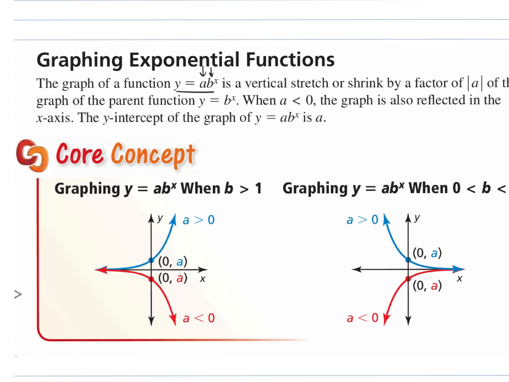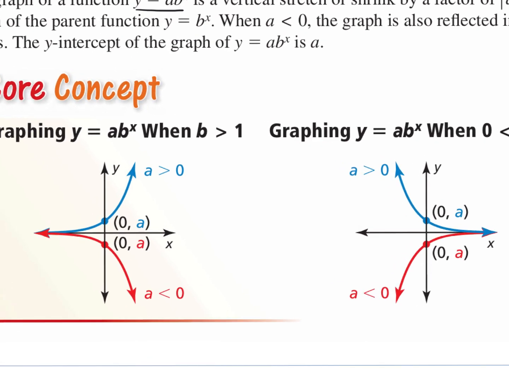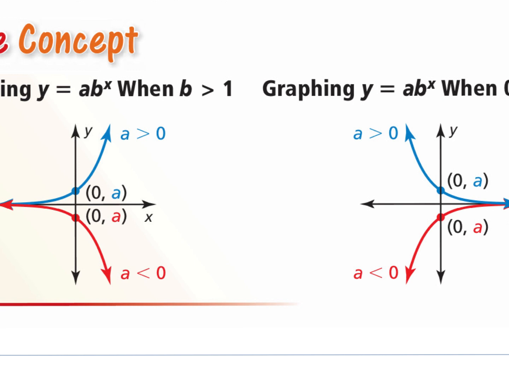They're either going to look like that blue one on the left, that blue one on the right, that red one on the left, or that red one on the right. Now, I'm going to tell you how they could look like these, okay? Your a value will determine whether you're above the x-axis or below the x-axis. So check it out. If your a value is positive, those are your two blue graphs that you see. And those graphs are above or below the x-axis, guys.